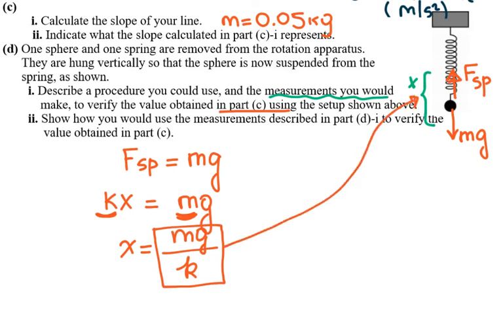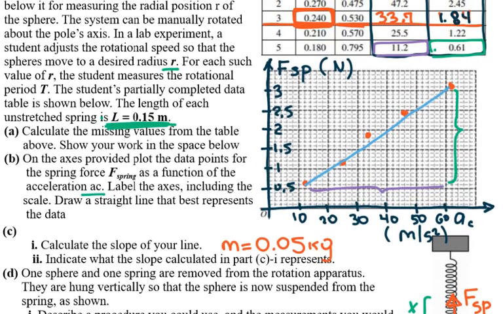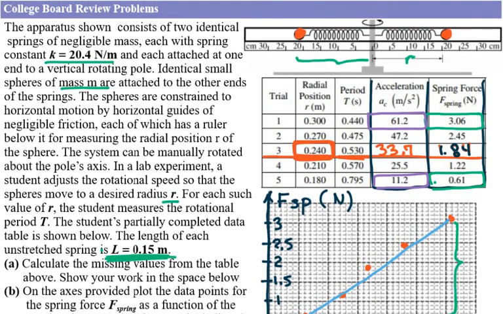So you would need a ruler to measure that x, and if they match, then you can say, okay, I found this mass correctly in part C. And that's it for this question. So again, this is what College Board posts for you for review before the AP exam.